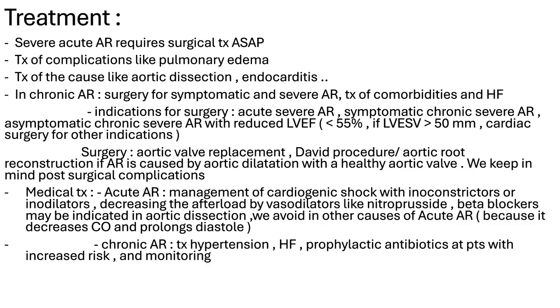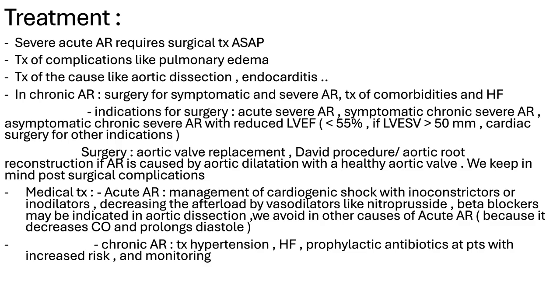Acute aortic regurgitation, as I said, can be complicated by cardiogenic shock, so we have to manage it if this is the case. We have to give constrictors or dilators. We have to decrease the afterload with vasodilators like nitroprusside, for example. Beta blockers can be indicated in aortic dissection, but usually are avoided in other causes of acute aortic regurgitation because they will decrease the heart rate and eventually prolong the diastolic phase, and the regurgitation will be increased. So it will lead to worsening of the patient's case. So be careful with that.